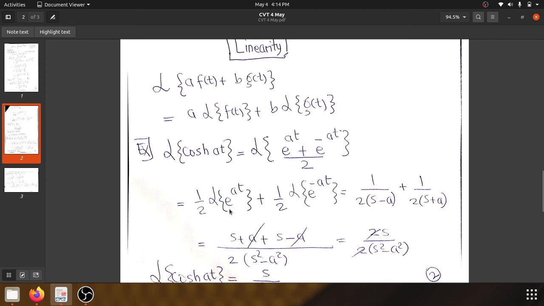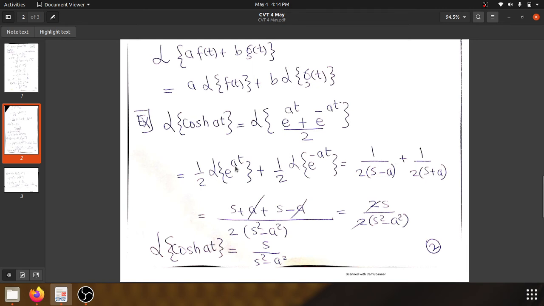So we know for e to the at, the Laplace transform is 1 over s minus a, and for e to the minus at, this is 1 over s plus a, because we have replaced a with minus a. So if we replace a with minus a here, this becomes s plus a. So adding this, taking the LCM, s squared minus a squared times 2, and then solving gives us s over s squared minus a squared.